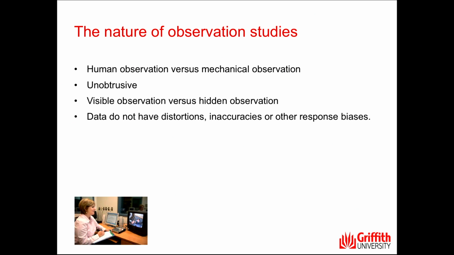So the nature of observation studies: you have human observation versus mechanical observation. The key is unobtrusive. Visible observation versus hidden observation, meaning sometimes the people know that you are watching them, or sometimes they don't know that you are watching them. And the data do not have distortion, inaccuracies, or other response biases.